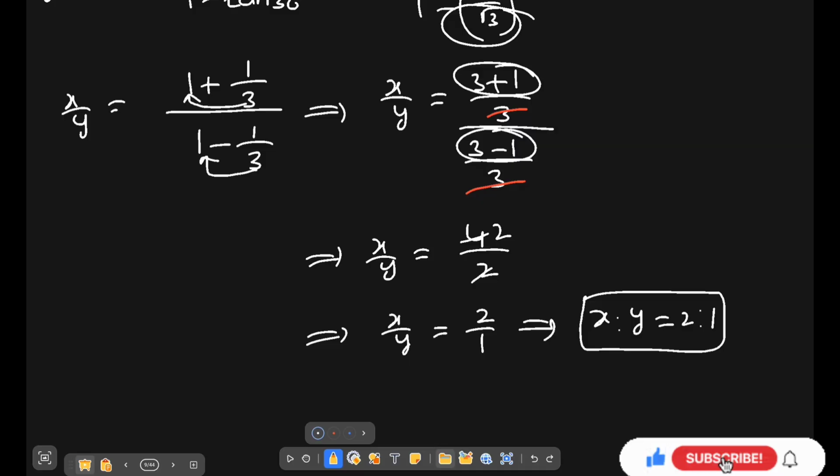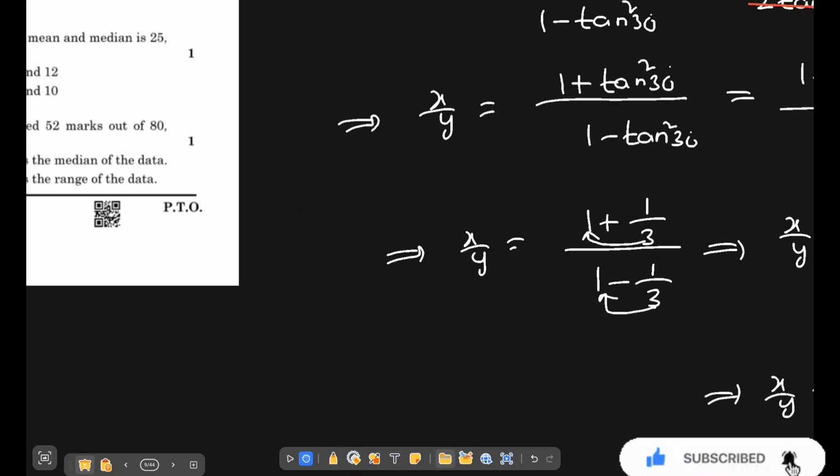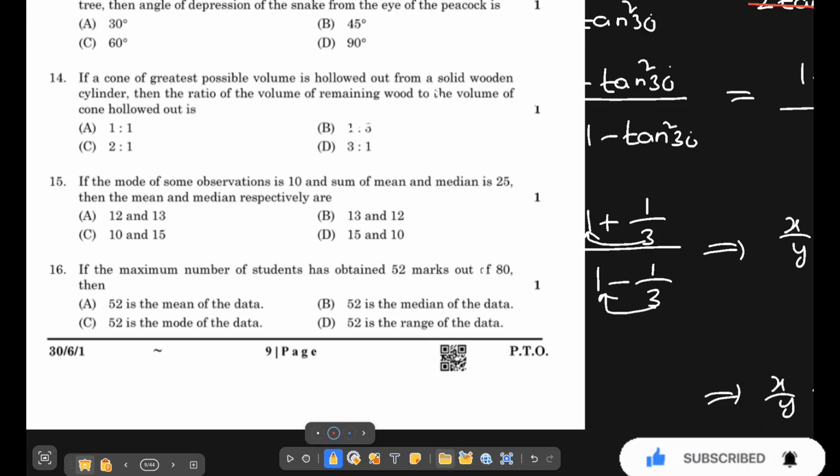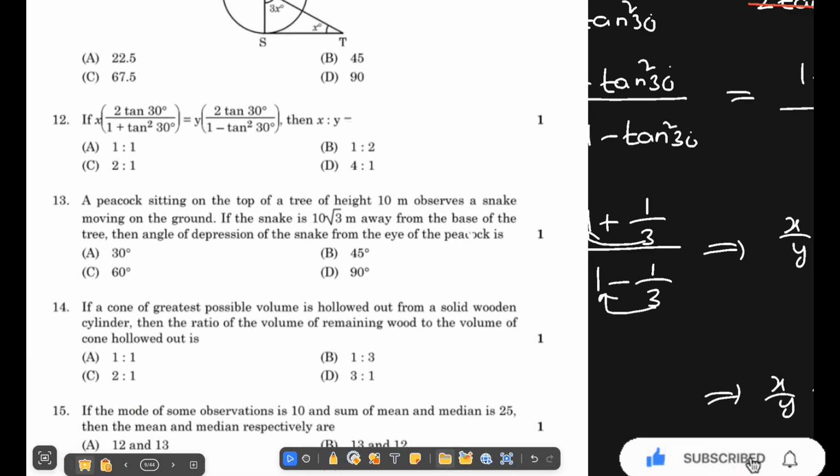So let's check where this answer is in the options. 2 is to 1. Yes, option C. Sorry, it's the 12th question, right? So 2 is to 1. Option C is the right answer.